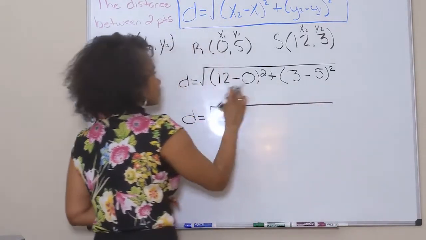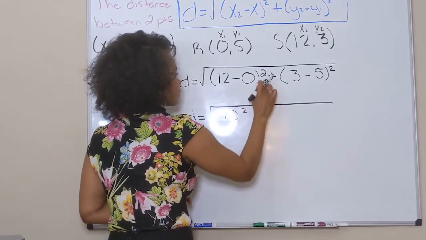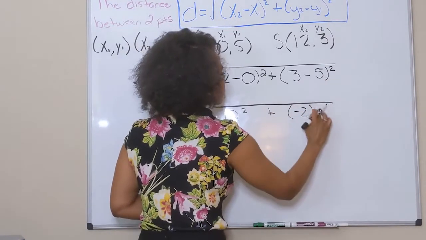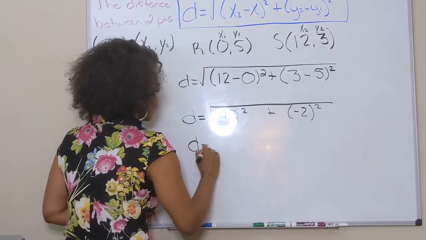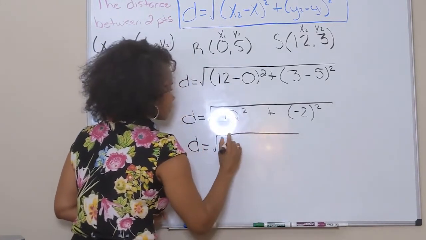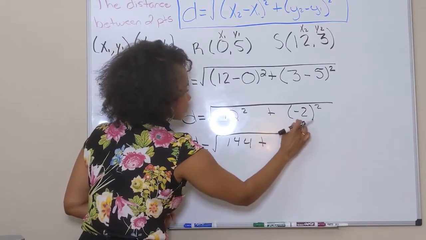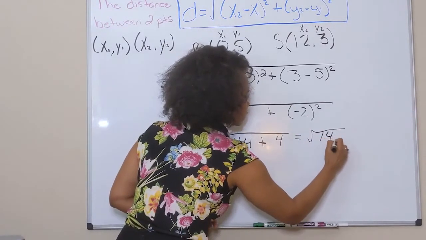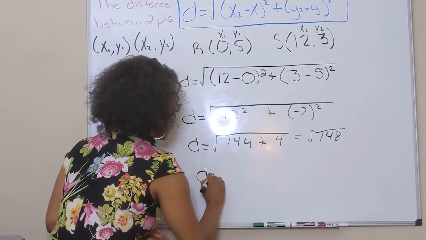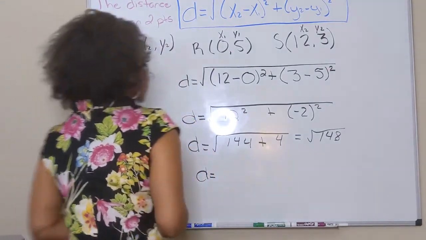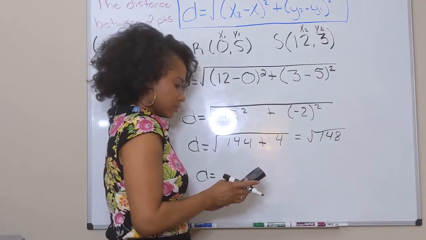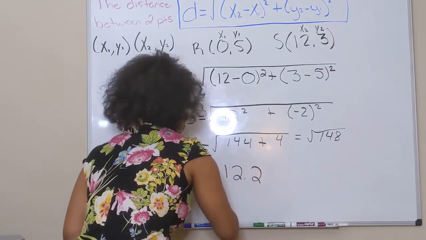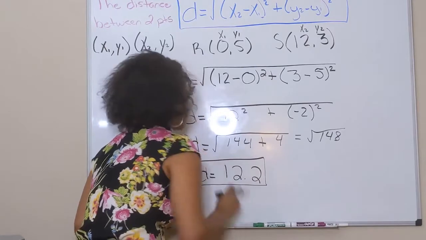So bringing down my square root sign, 12 minus 0 is of course just 12. So that's 12 squared plus 3 minus 5 is negative 2. Bring down my squared. Simplifying even more, the square root of, so 12 squared is 144, and negative 2 squared is 4. Combining those terms, 144 plus 4 gives me 148. And I'm just taking the square root of that number. And I get 12.2 for my answer.